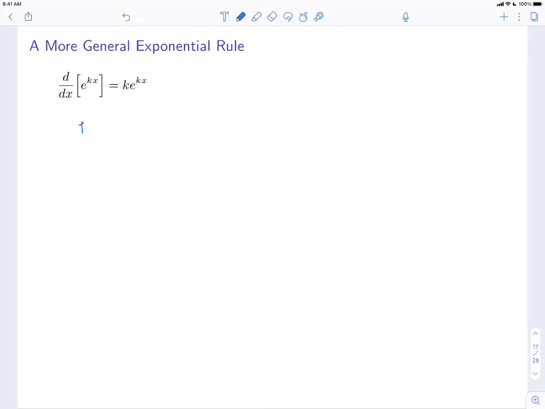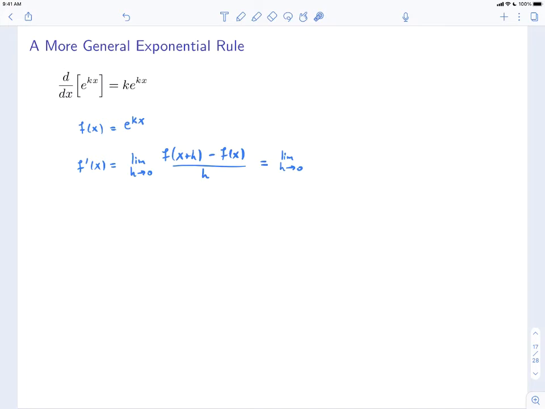So let's let f at x be equal to e to the kx. And we want to compute the derivative. So f prime of x is equal to the limit as h goes to 0 of what? Well, this is going to be equal to f at x plus h minus f at x divided by h. And this will be equal to the limit as h goes to 0 of f at x plus h.